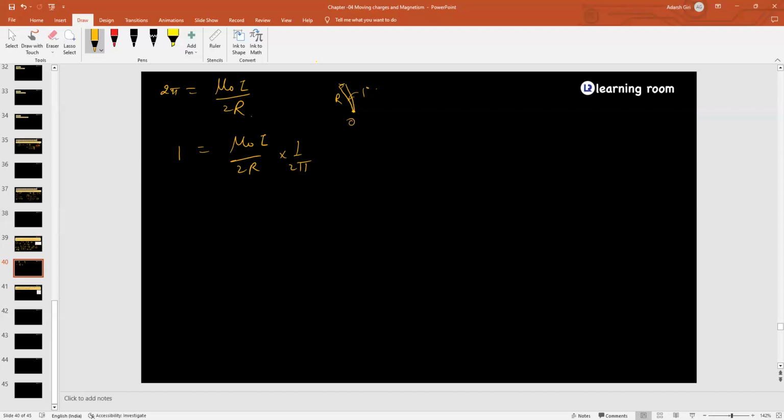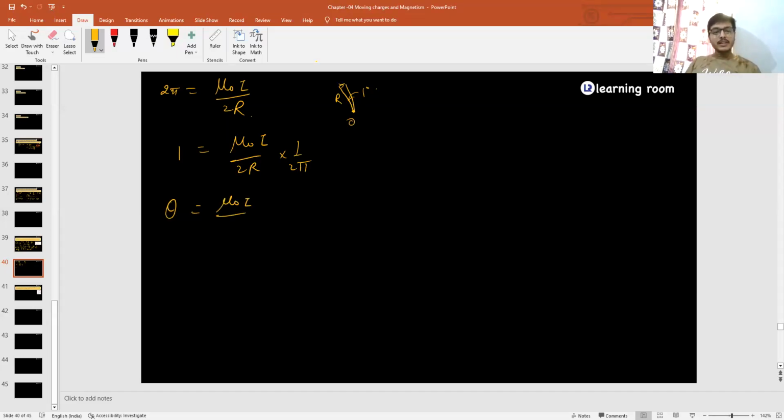General unitary method. Now for any random theta angle, it will be mu naught I by 2r into theta upon 2 pi. Now you can put theta 180 degree, you'll get it for semicircle. You put theta 90 degree, you'll get it for quarter circle. You put theta equals 2 pi, you'll get it for the whole circle. You can write it down. Write it fast, then we'll get back to the question.